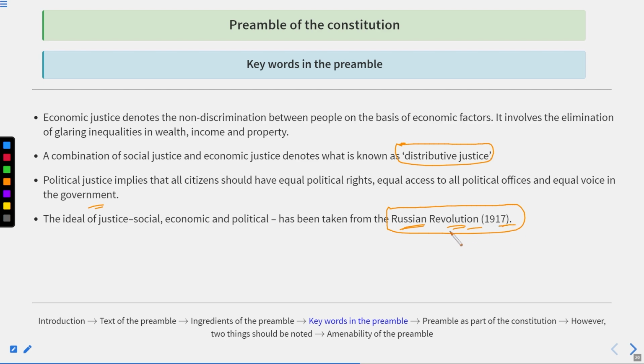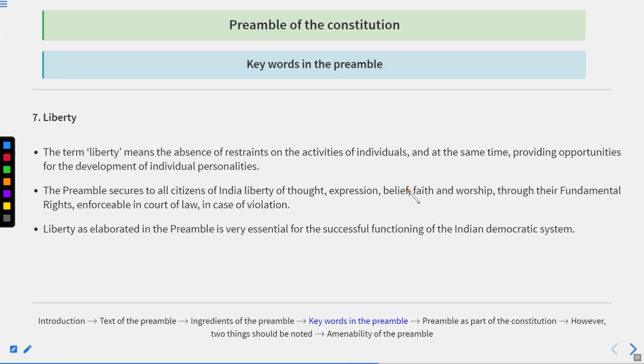So remember this thing. Liberty is very easy, I had already told you. Now just read the formal definition. Liberty means the absence of restraint on the activities of individuals and at the same time providing opportunities for the development of individual personalities. The preamble secures to all citizens of India liberty of thought, expression, belief, faith, and worship.